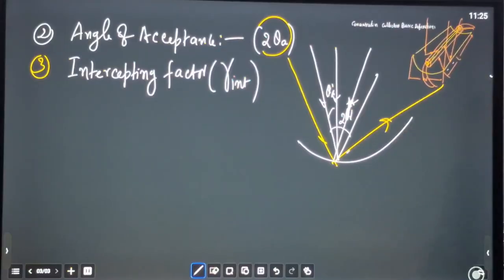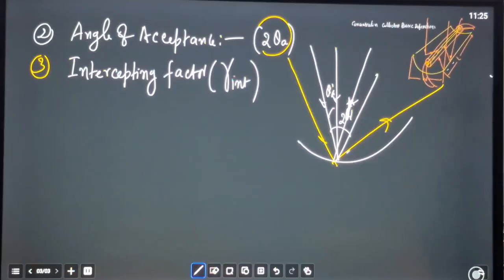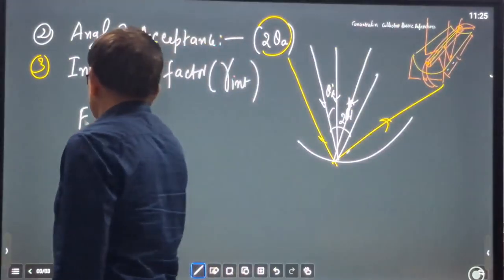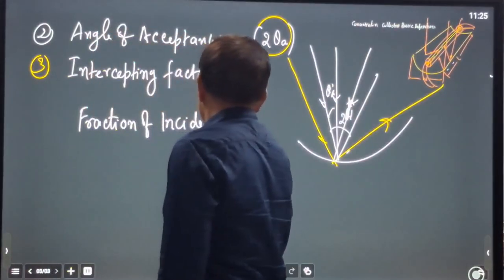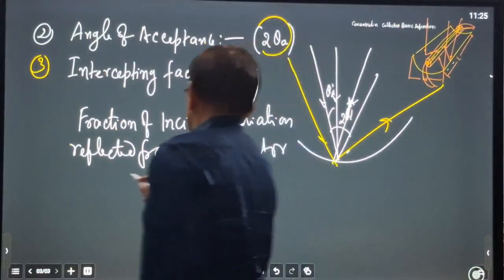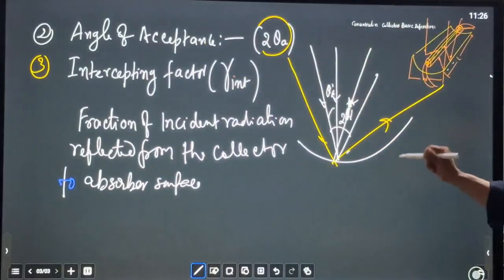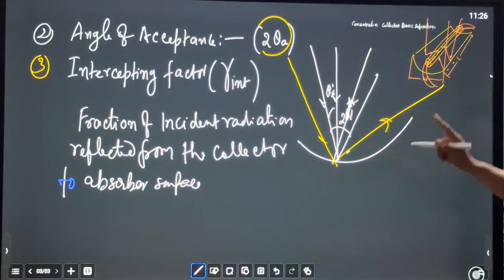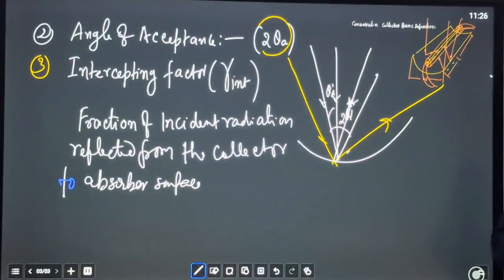So the fraction of the reflected radiation which reaches the observer surface is known as the intercepting factor. It is the fraction of incident radiation reflected from the collector that reaches the observer surface, that is, the fraction of the reflected beam radiation reaching the observer surface. That is known as the intercepting factor.